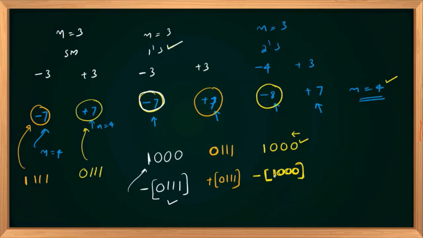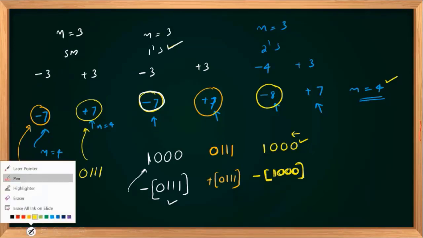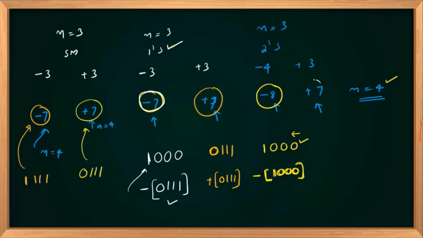Right? 0 1 1 is wrong. 0 1 1 is +7, and 1 0 0 will be -8. What about the positive sign? Sorry, +7 in 2's complement representation using 4 digits.